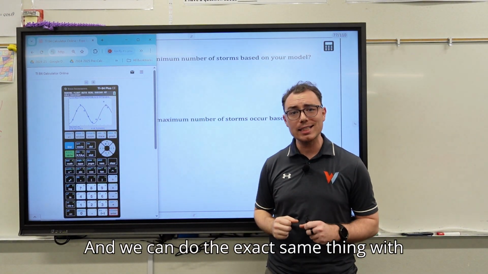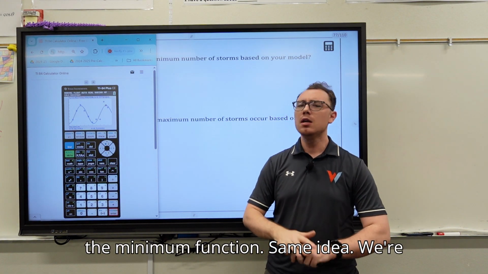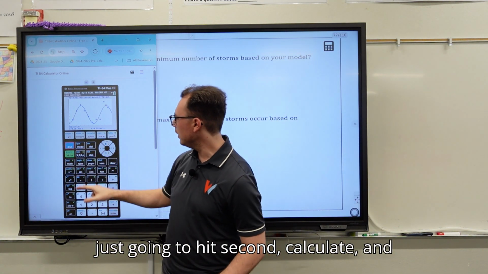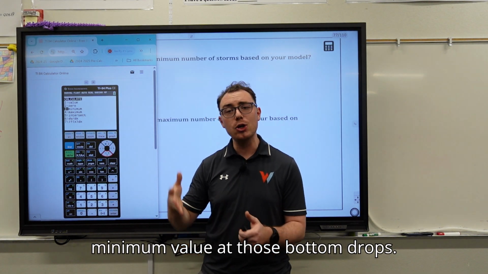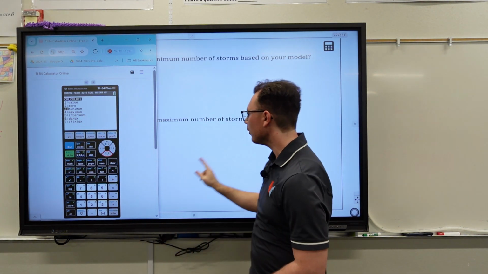And we can do the exact same thing with the minimum function. Same idea. We're just going to hit second, calculate, and we do the same exact process for the minimum value at those bottom troughs.